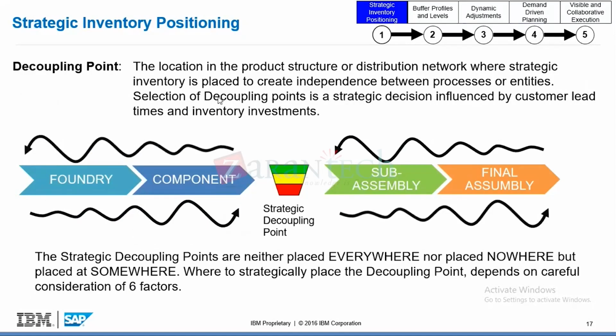The location in the product structure, at the decoupling point or distributor, where strategic inventory is placed to create independence is called the decoupling point. Decoupling point between sub-assembly and final assembly. We have the foundry, we have the component from the foundry, then the sub-assembly is done, and then final assembly. So where will we put the strategic decoupling point?